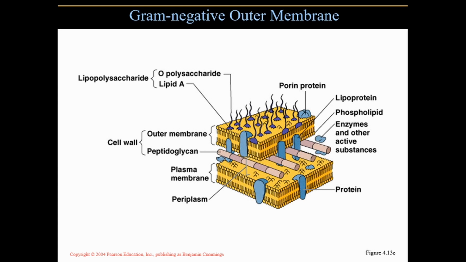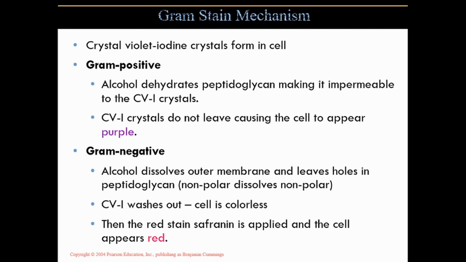As you can see, and this picture doesn't do it justice, the outer membrane is way more complex than peptidoglycan, the outer layer for the gram-positive cells.